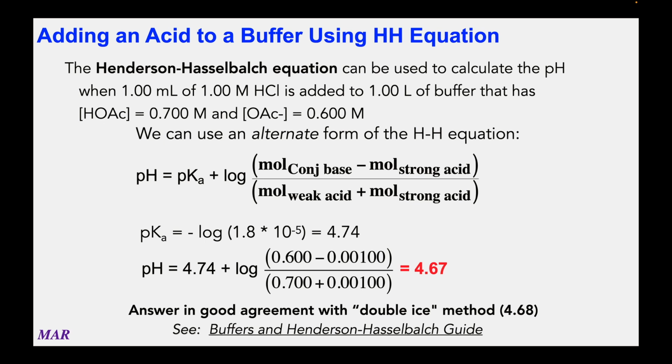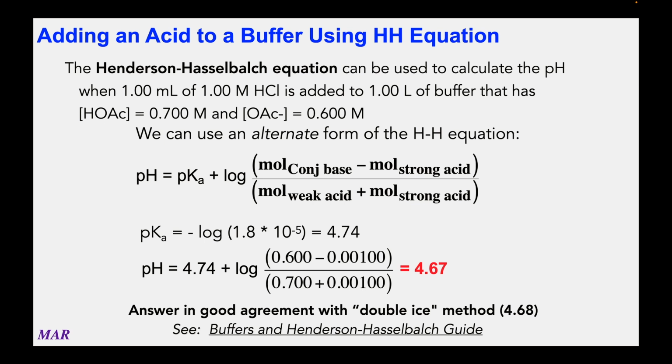Now, the ice method we used earlier, which I call double ice, because the first ice was taking care of the strong acid, and the second ice table was dealing with the new buffer you had, the new weak acid with its conjugate base. So that's a double ice system. That system gave 4.68. My cool Henderson-Hasselbalch equation here gave 4.67. And unlike the last example where I had to put it on more than one slide, I can put all of this on one slide, which is pretty cool.